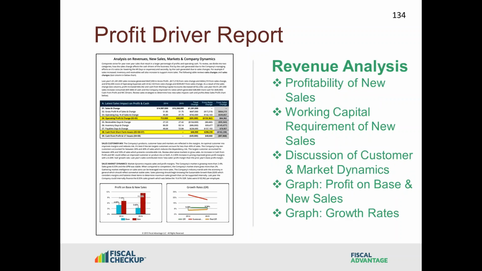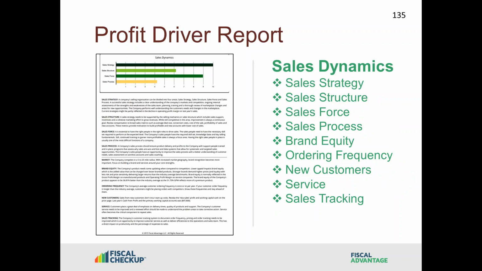There is also an analysis of revenue, including a table that calculates the profitability and working capital requirements of new sales. Growth rates are also presented on this page. The final page of the profit driver report uses much of the data provided in the subjective questions to provide an analysis of the sales dynamics. Where available, business performance is compared to the industry.